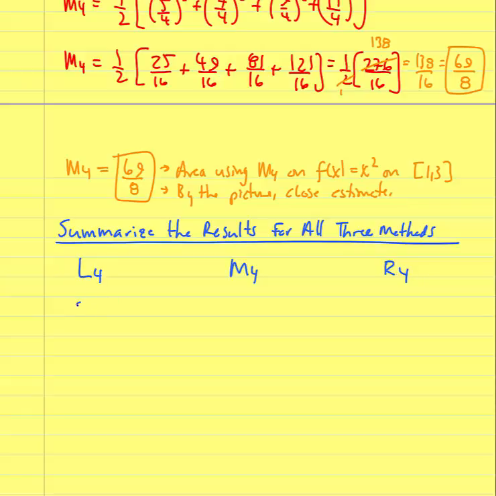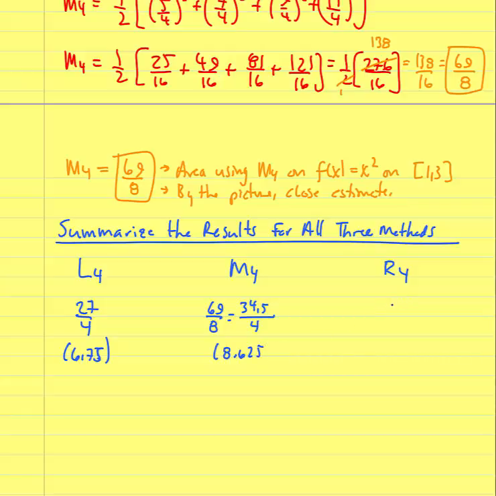So remember, L4 was 27/4. Now if we look at this as a decimal, this is 6.75, but again, we'll leave it in fractional form. I just want to compare these decimal-wise. I'm going to look at 69 over 8, and I want to think about this as a fraction with a denominator of 4. So this is going to look a little bit strange, but this is 34.5 over 4. The reason I'm doing that is I can see with the same denominator, I can just kind of look at these numerators. And as a decimal, it's 8.625.